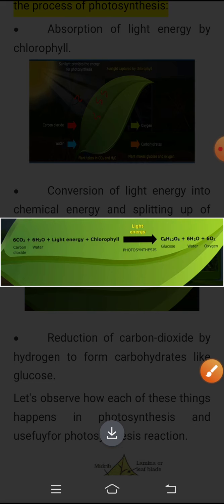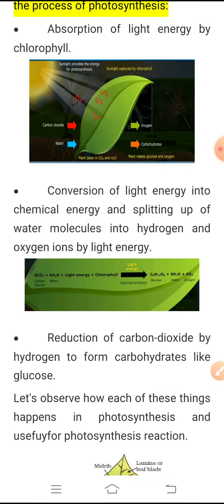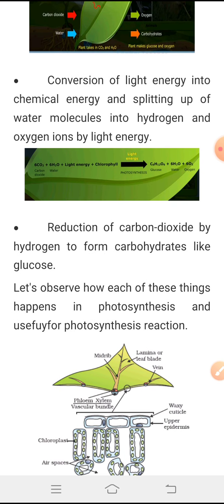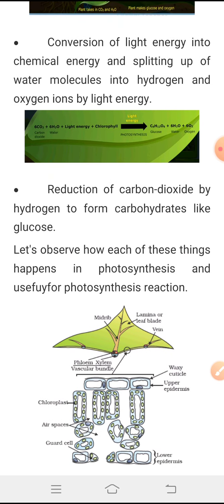So here what happens? The product is released, means the glucose is the product which is released under the process of photosynthesis. Along with the release of glucose, water and oxygen are released as a byproduct. Oxygen is actually a waste product during photosynthesis, because the plants take in carbon dioxide and release oxygen during the process of photosynthesis, that is in the presence of sunlight.